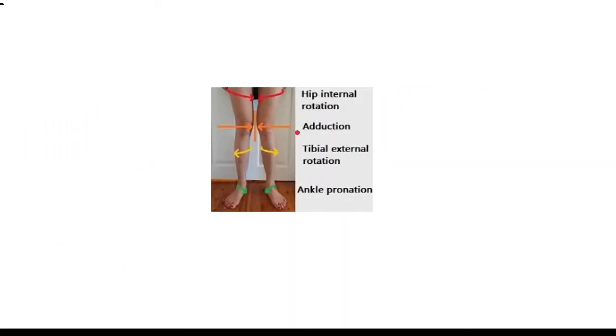Firstly, let us understand what the faulty or compensatory movements are at the hip and the knee joint when the knee collapses into knee valgus. The compensatory movement at the hip joint is hip internal rotation, and at the thigh it is adduction. The faulty movement at the knee joint is tibial external rotation. Sometimes you will also see ankle pronation, but not in all cases. In this video, let us understand these three components.